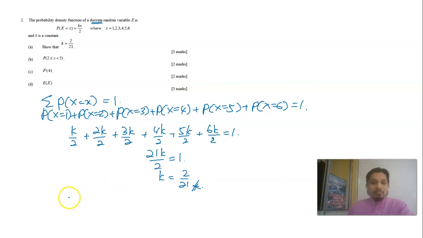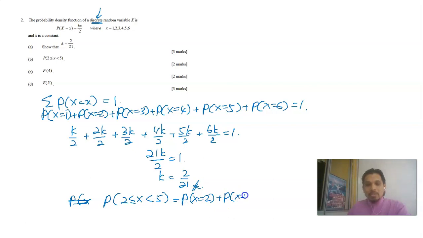Okay, for question B, probability of x lies in between 2 and 5. So look at this one. It says discrete here, meaning every single sign, with an equal or not equal sign, matters here. So look at this one here, when x is greater than or equal to 2, meaning it does include 2.